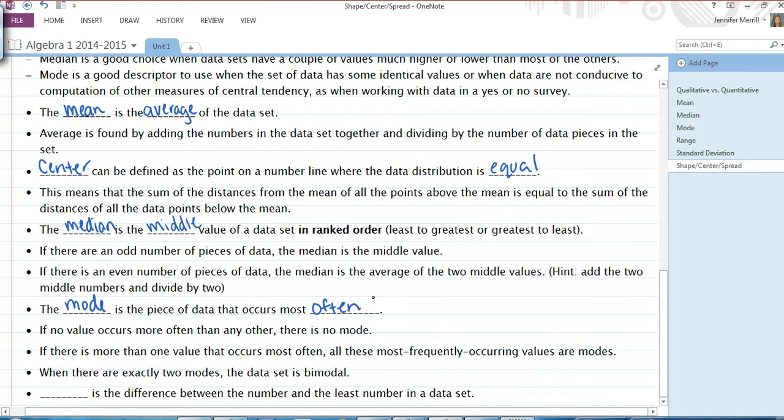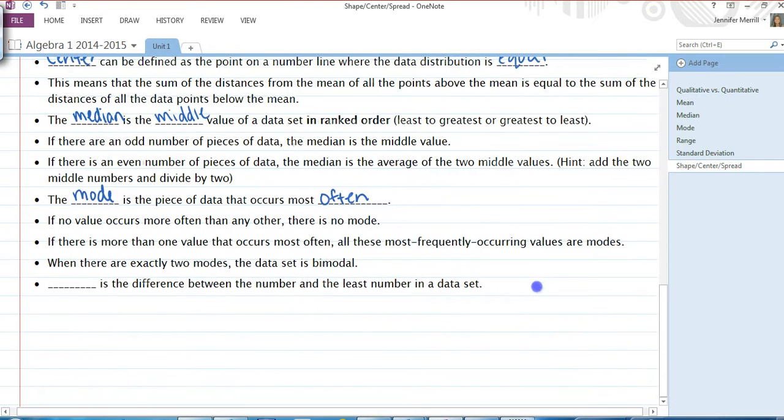The mode is the piece of data that occurs most often. If there is more than one value that occurs most often, all these most frequently occurring values are modes. When there are exactly 2 modes, the data set is bimodal. And lastly, the range is the difference between the least number in the data set and the highest number in the data set.